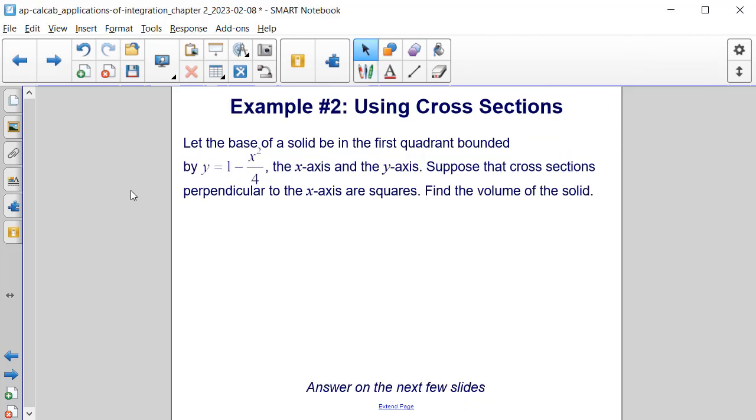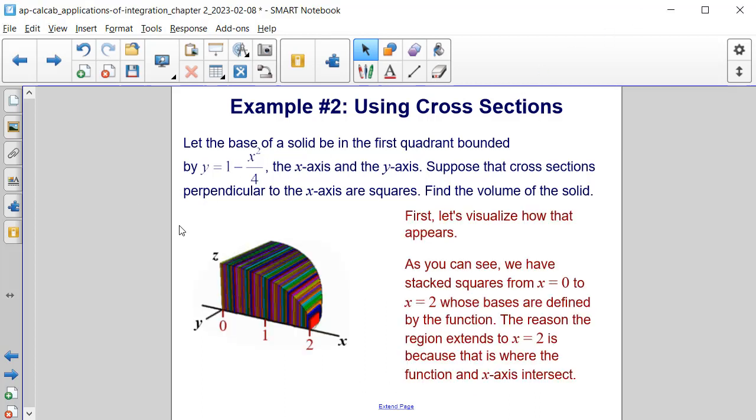Here's another example. Let the base of a solid be in the first quadrant, bounded by the function y equals 1 minus x squared over 4, the x-axis and the y-axis, and suppose that cross-sections perpendicular to the x-axis are squares. Find the volume of the solid. First, let's visualize how that appears. As you can see, we have stacked squares from x equals 0 to x equals 2, whose bases are defined by the function 1 minus x squared over 4.